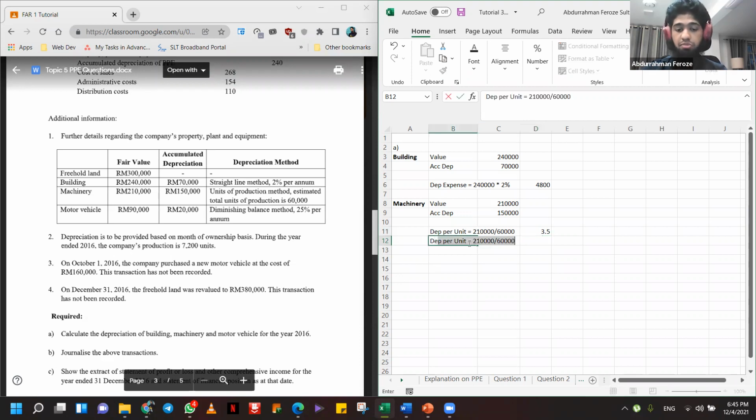And then now we have the depreciation expense. Okay, now this is easy. What is the depreciation expense for the year 2016?